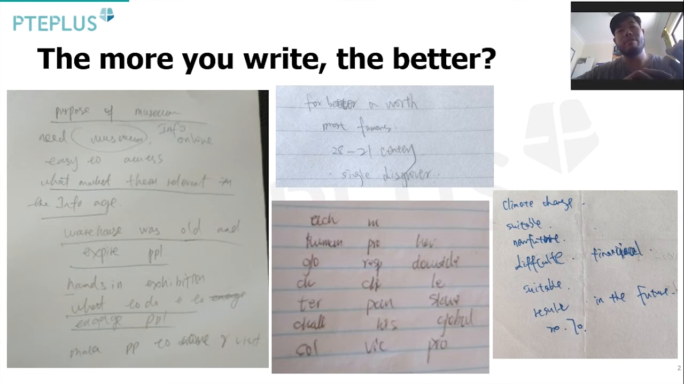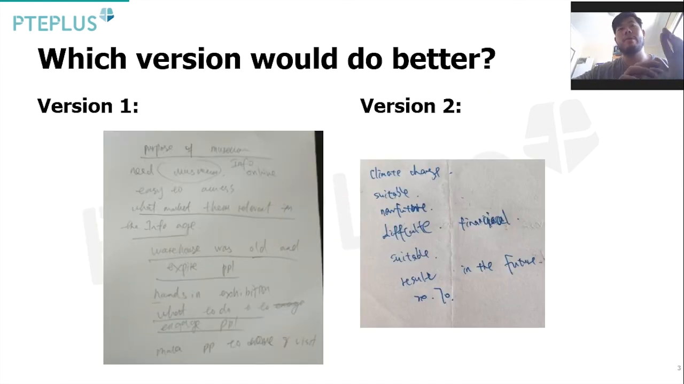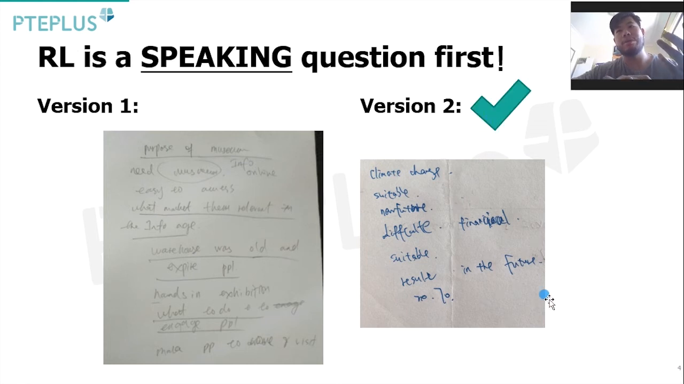Now, there are many different ways to take notes. Some people take it like this, some like this, some like this, and some like this. So what is the correct way? Let's look at two of the more common ones. We've got version 1 on the left, and version 2 on the right. Typically, in terms of note-taking, what's better for speaking is something like version 2.